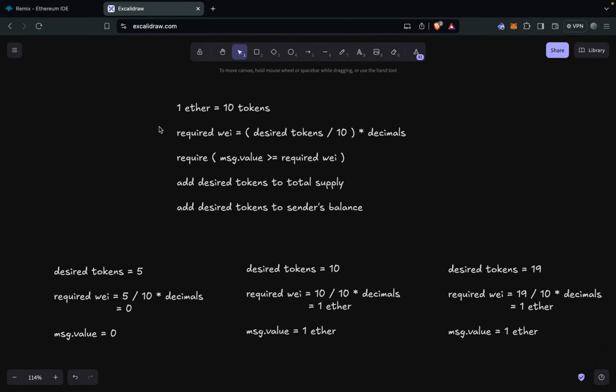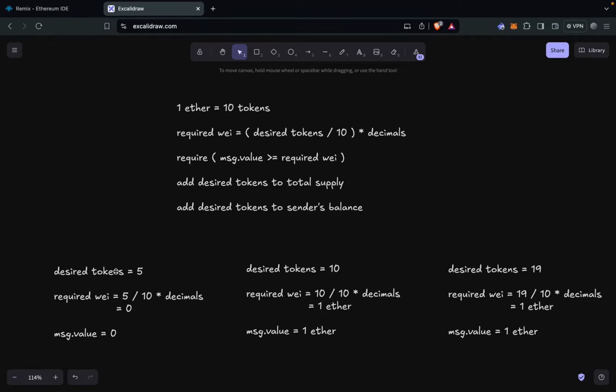So this is where an exploit can happen. To understand how an exploit can happen, we'll break down the logic with examples. So we have fixed the price that 10 tokens can be minted for 1 ether. Then we check if we have sent the required wei for minting the desired amount of tokens. So this is the formula for that. Then we check if we have sent enough ether along with the transaction request to mint the tokens that we need. And if that is true, we add the desired amount of tokens to the total supply and to the sender's balance.